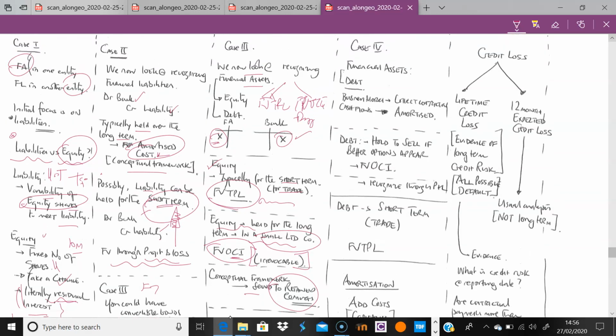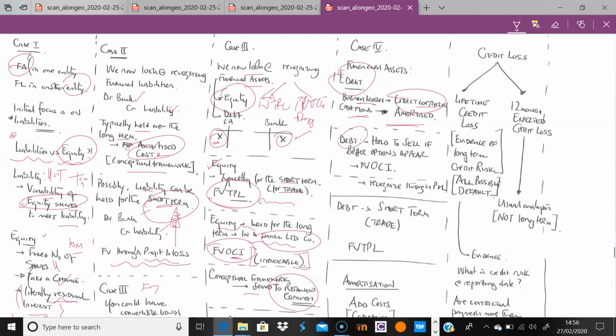Then we have case 4, where instead of holding equity, you've chosen to hold debt. And there's a bit more creativity here. So here, with debt, you can see I didn't even mention the word amortization with equity. It's impossible. With debt, if you think of a lessor, you're on the other side where you're holding it for the long term, you will receive regular amounts, contractual cash flows, amortized straight away.